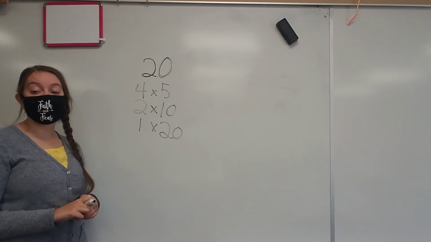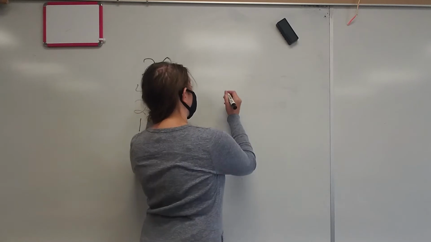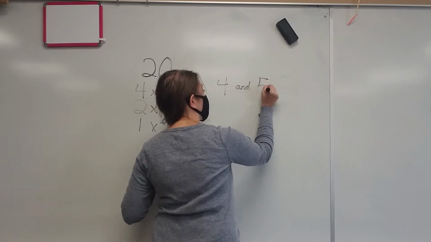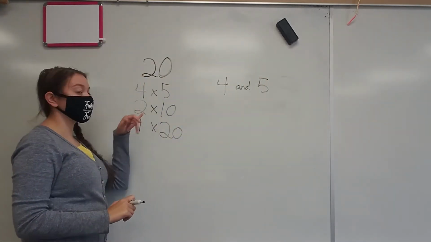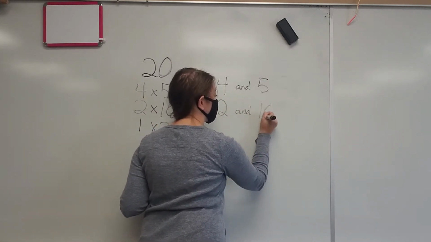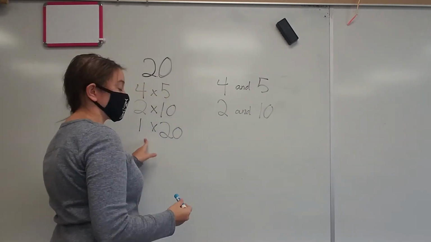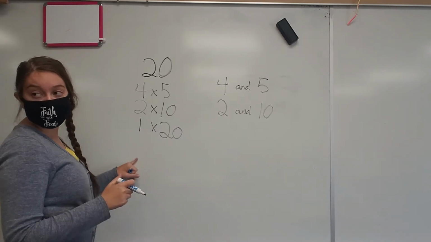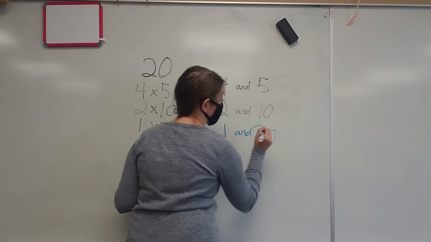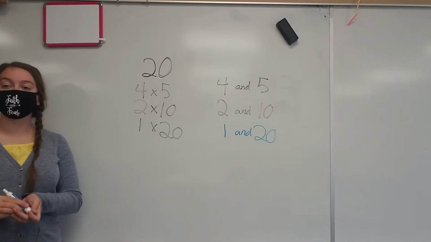Okay, how can I write these as a factor pair? How am I going to write this as a factor pair, Bella? 4 and 5. 4 and 5. Mary, how am I going to write this as a factor pair? 2 and 10. 2 and 10. How am I going to write this as a factor pair? Sweet. 1 and 20. Perfect. 1 and 20. That is number 1, the 20. That is how we find our factor pairs.